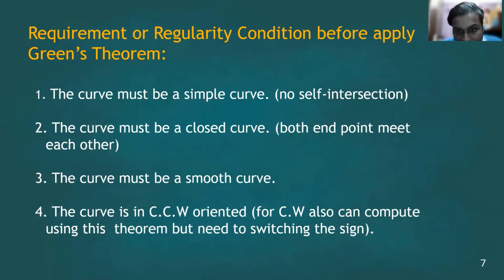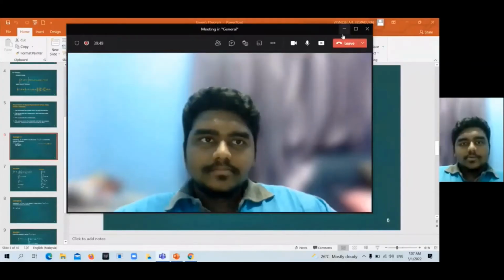For clockwise, we can also compute it with this theorem, but we need to switch the sign. So from positive, we need to make it negative. That's all from me. Good morning, madam and viewers.